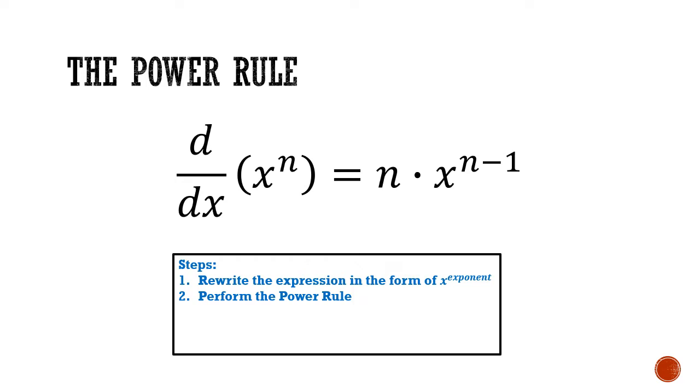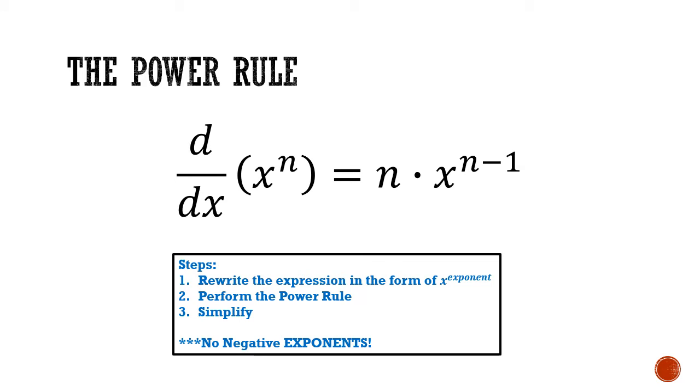Then you perform the power rule, which is you take the exponent, you bring it to the front, you multiply, and then your new exponent is one number less than what the original was. And you're going to simplify your answer.